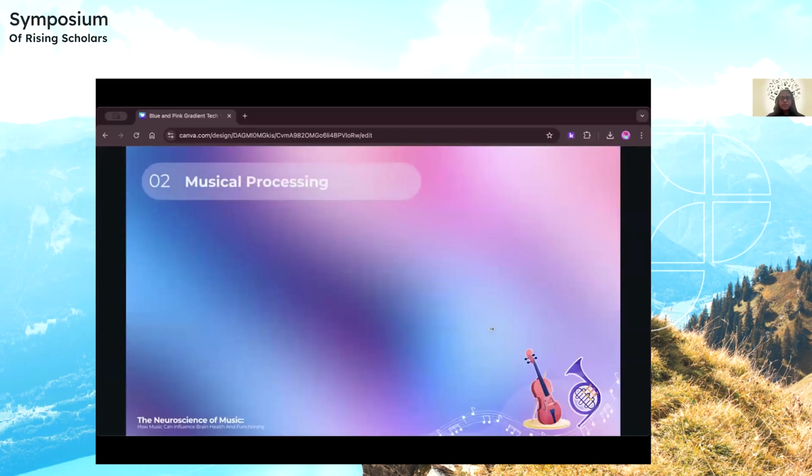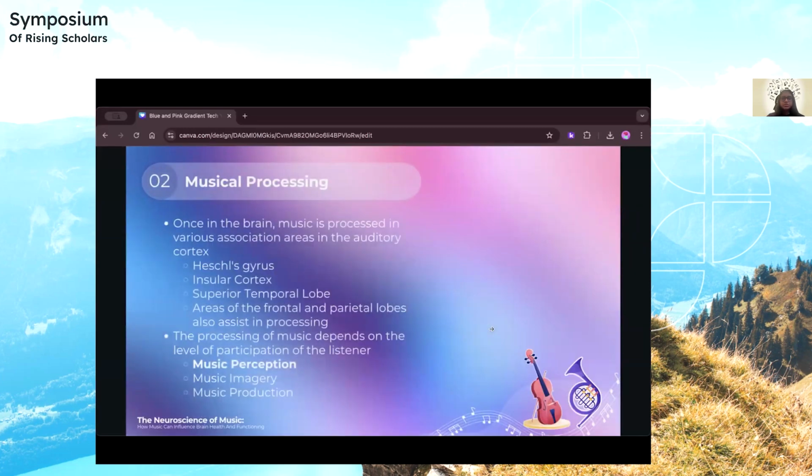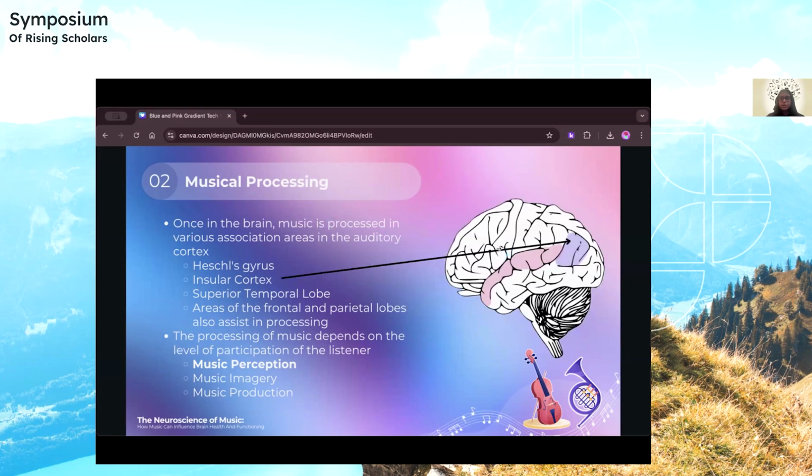So that leads us to musical processing. Once in the brain, there are various areas that music is going to be impacting, which includes Heschl's gyrus, the insular cortex over here, and the superior temporal lobe, and also other parts of the brain as well. And really, the processing of music depends on the level of participation. Musical perception really is how we listen to music and interact with it. Musical imagery talks about how we imagine things and create scenarios in our head when we listen to music. And music production is really creating music by yourself.